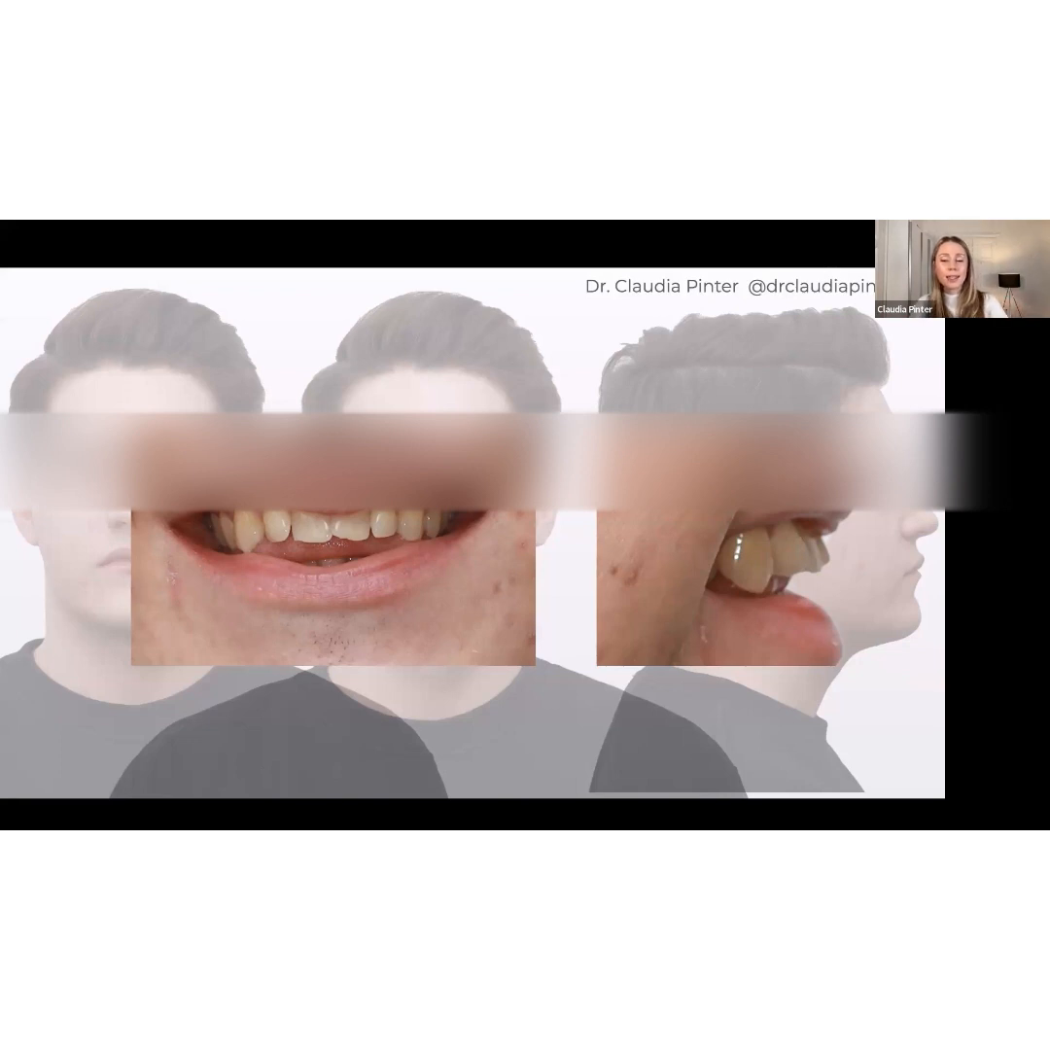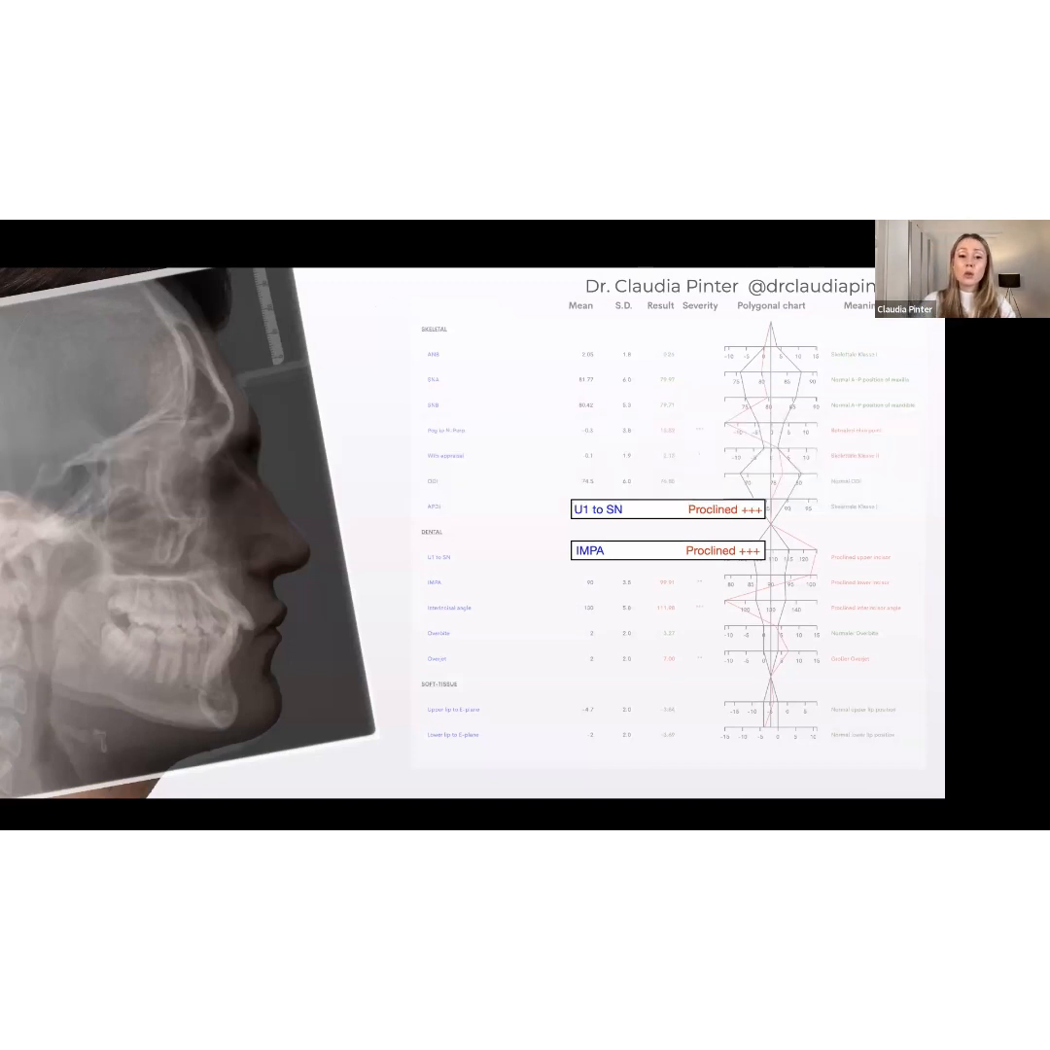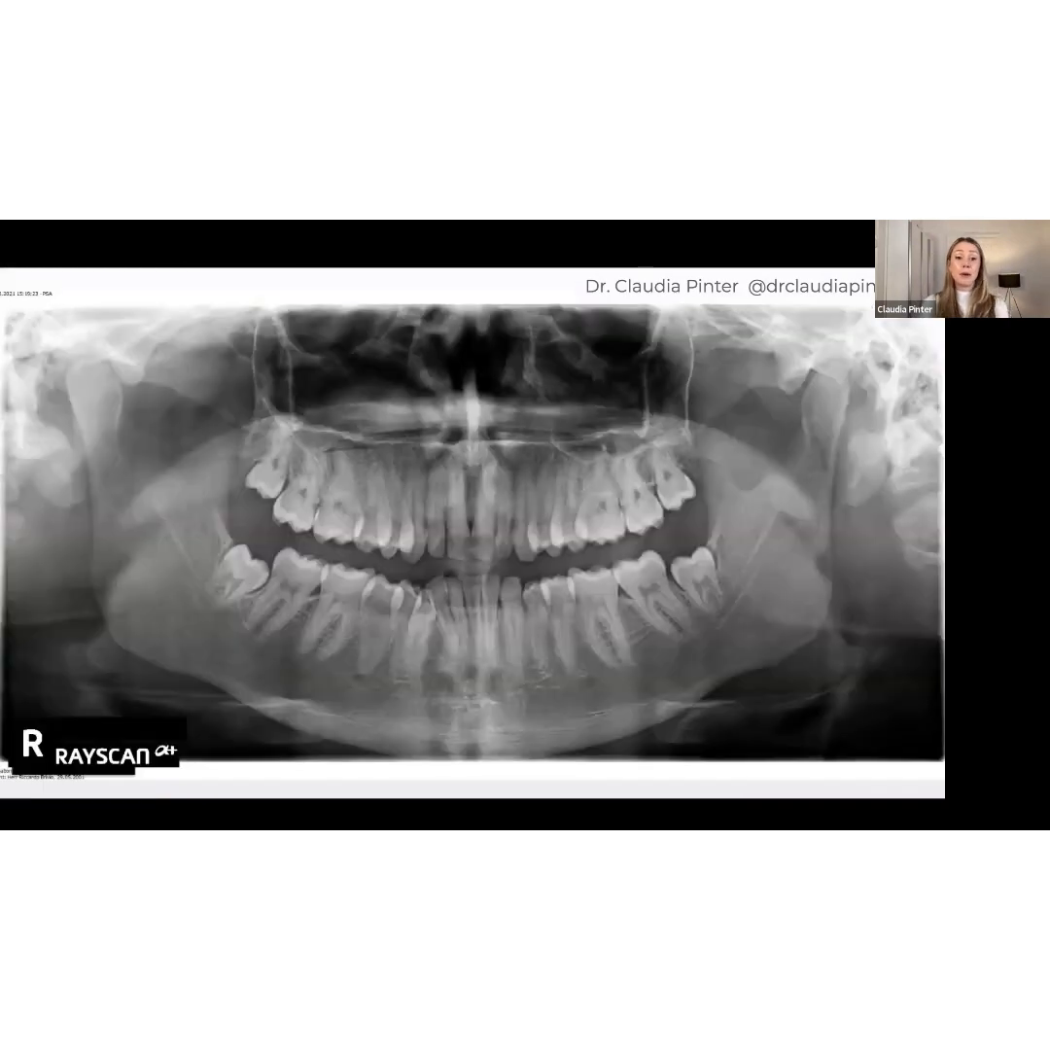So his therapy also included logotherapy to train the tongue to be at the right position, not between the teeth, because whatever we try to do, the tongue is so much stronger than any appliance that we have. His cephalometric analysis shows that upper incisors are very proclined. Also, the lowers are proclined. Looking at his panoramic X-ray, you can see the crowding. He still has wisdom teeth, which are planned to be extracted.